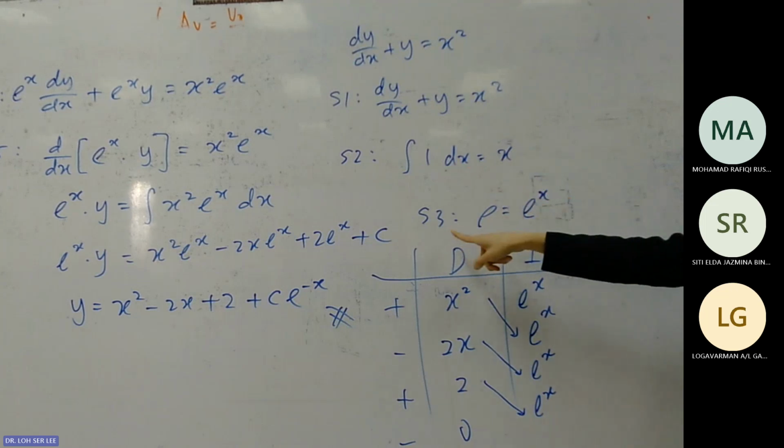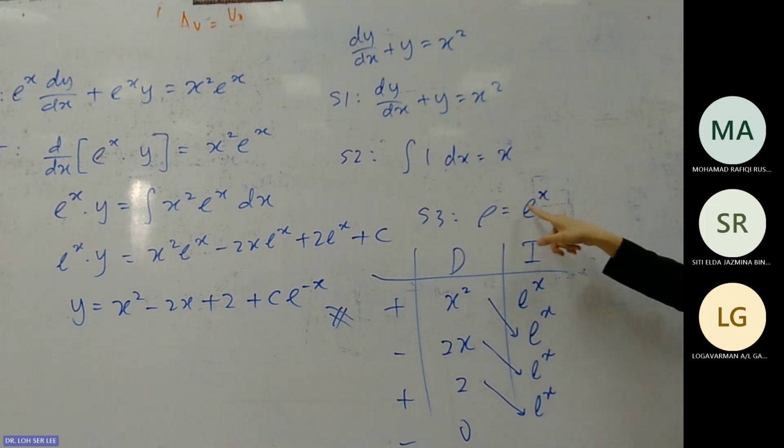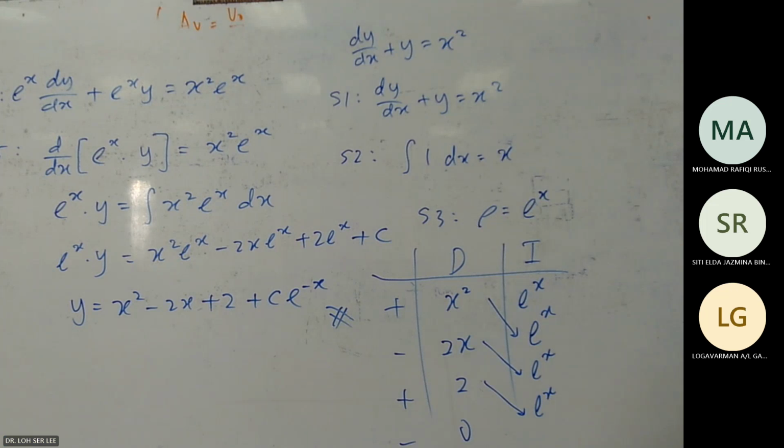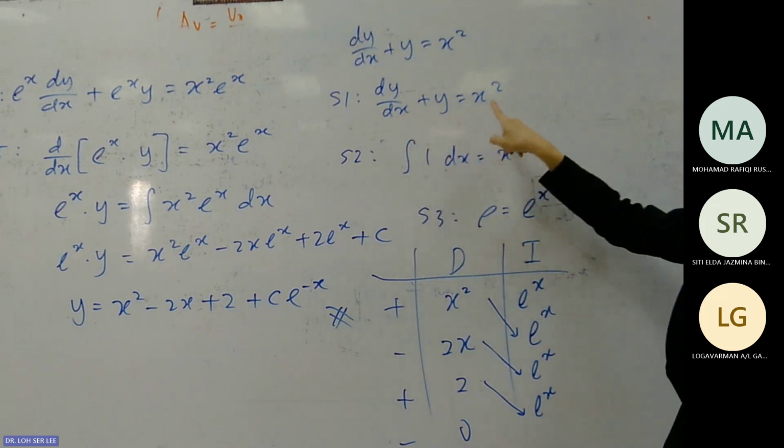Step 3, we want to get the integrating factor. The integrating factor is denoted by rho. Rho is an exponential function to the power of step 2. Then multiply this integrating factor to step 1.